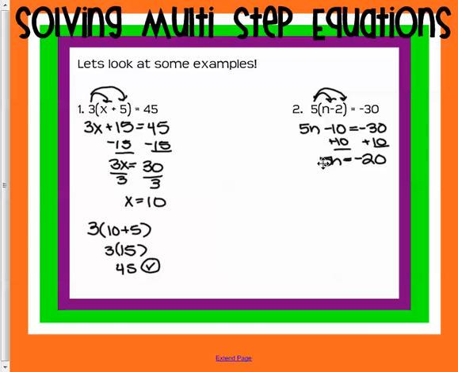Now I want to separate the 5 from the n, so I'm going to divide by 5 because they're held through multiplication, and to undo multiplication we divide. So we get n equaling negative 4. Go ahead and grab your calculator and check my work. If you plug in negative 4 minus 2, you get negative 6. And negative 6 times 5 is negative 30. So it checks.